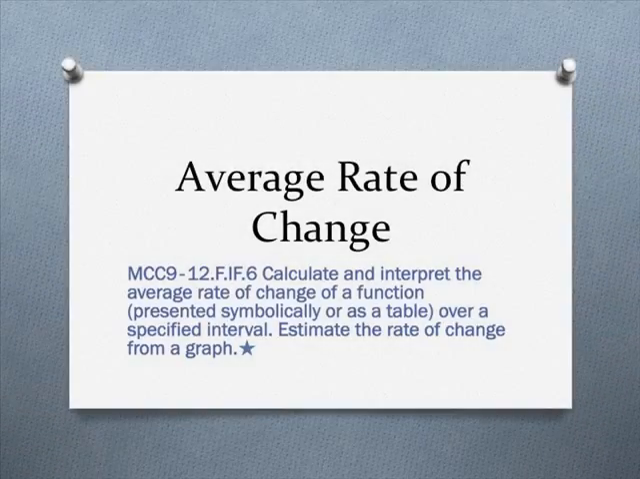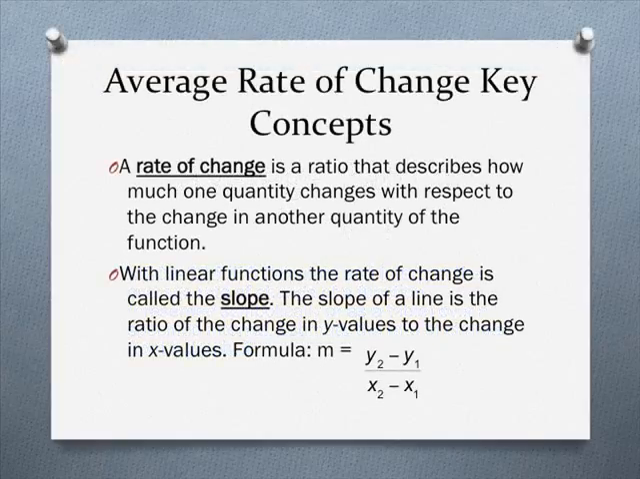Average rate of change. A rate of change is a ratio that describes how much one quantity changes with respect to the change in another quantity of the function. With linear functions, the rate of change is called the slope. The slope of a line is the rate of change in y values to the change in the x values. The formula is m equals y2 minus y1 over x2 minus x1.